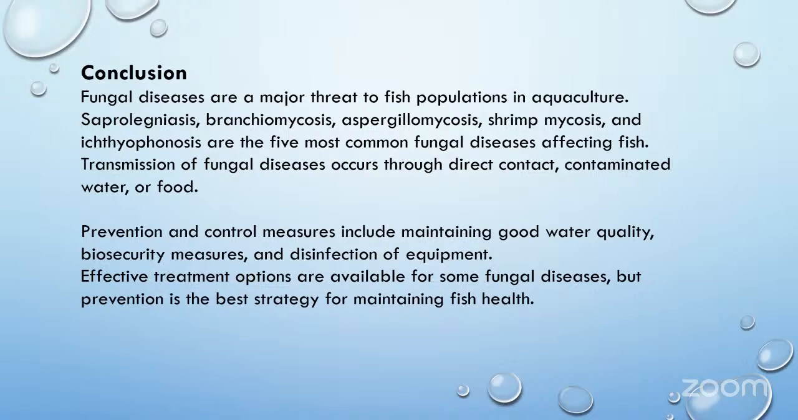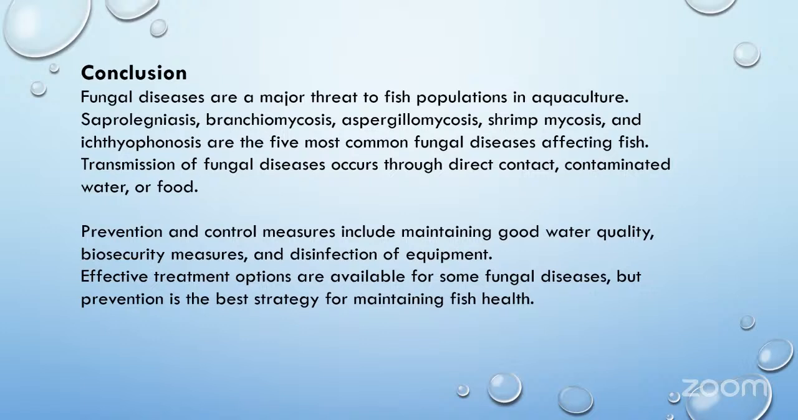So, these fungal diseases are a major threat to fish populations in aquaculture. There are few diseases like saprolegniasis, branchiomycosis, aspergillomycosis, shrimp mycosis, and ichthyophonosis. These are the 5 most common fungal diseases affecting the fish. The transmission of fungal diseases occurs through direct contact, contaminated water, or food.